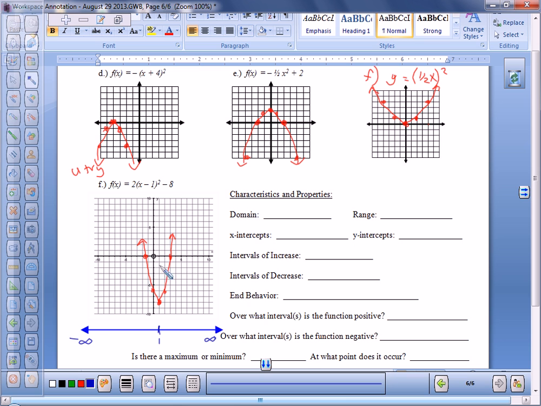Check your graph with my graph. Did you put the vertex at (1, -8)? Did you go over 1 and up 2 because of this vertical stretch by a factor of 2? And over 2 instead of up 4, we went up 8 because we had to double that y. So this shifts it right 1, down 8. Yeah, I get the vertex.